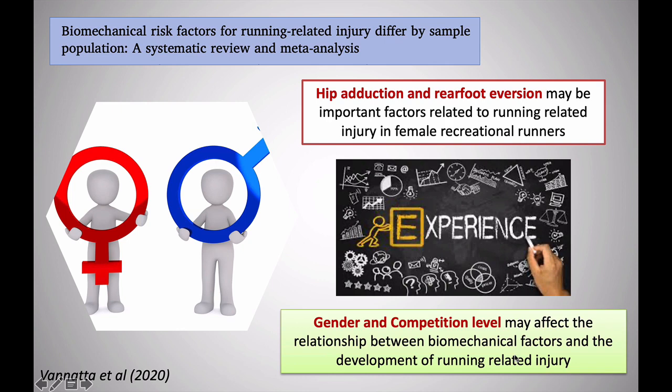In female runners, it seems excessive hip adduction and rear foot eversion may be important factors. I see this a lot in female runners with knee pain: excessive peak hip adduction and rear foot eversion. This can be altered by gait retraining, and in some cases by giving orthotics as well. So for me, when you analyze somebody on the gait analysis, their experience and gender are very important factors. If it's a more experienced runner, I may look at things differently.